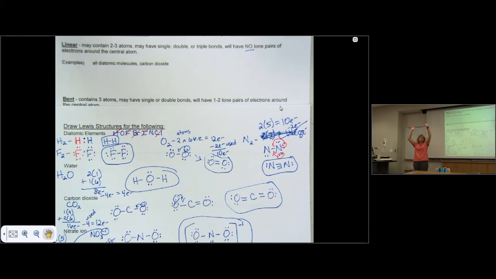Because what's happening to these two bonds, are they pushing as far as these are pushing and repelling against each other? So that's going to be linear. It's going to be straight. It's going to be linear. So carbon dioxide is linear.